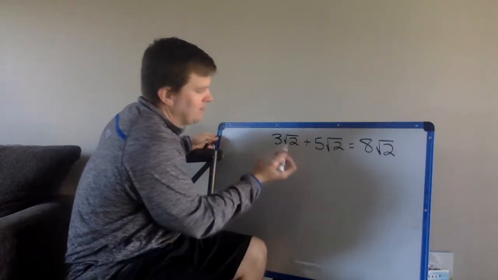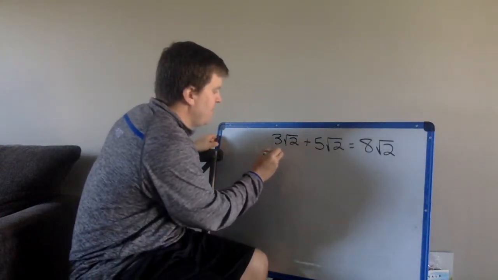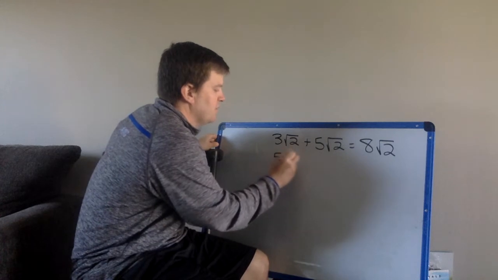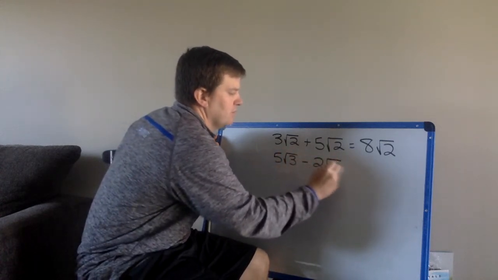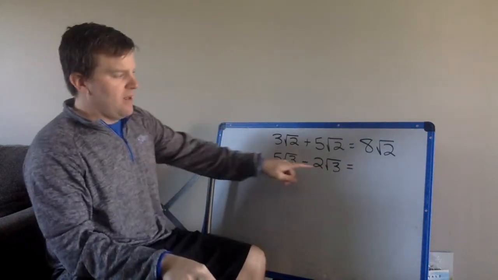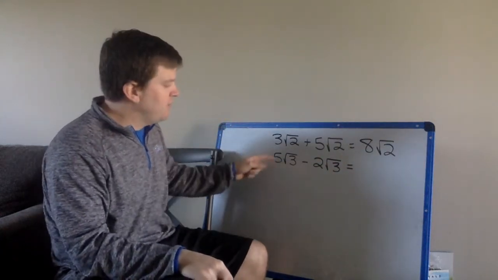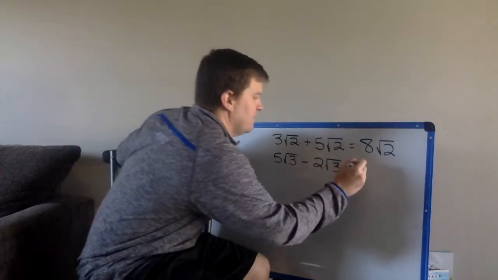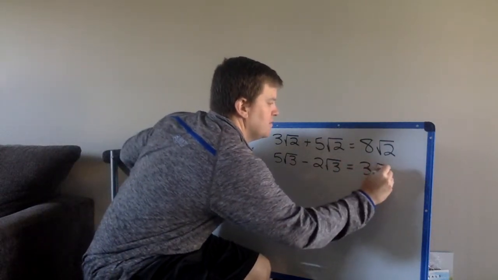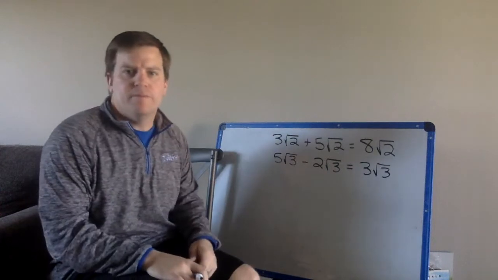Okay, so maybe a subtraction example. If we have 5 square root of 3 minus 2 times the square root of 3, they are like radicals, so we can subtract them. So we have 5 square root of 3 minus 2 times the square root of 3, which is going to give us 3 times the square root of 3.